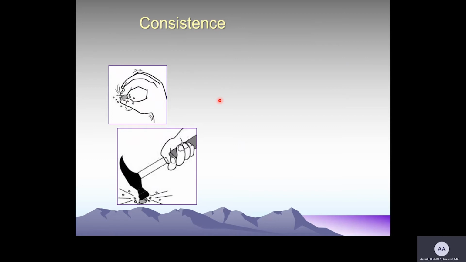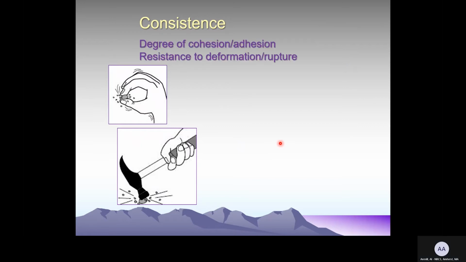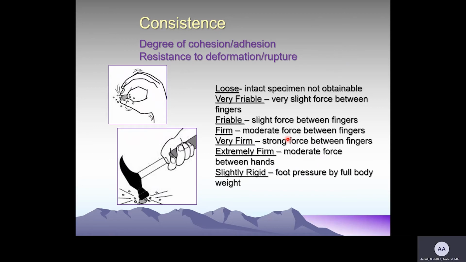Consistence is essentially the rupture resistance of the soil. How much force can the soil withstand before it breaks up? It's often referred to as the degree of cohesion and adhesion in the soil material. And again, its resistance to deformation. So dense lodgement till tends to have a very firm or extremely firm consistence. So if I talk about consistence as we go through this process of learning about the soils, that's what I'm talking about. And there's different terms for this.